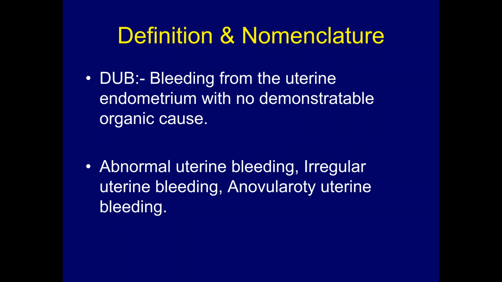Now, what's the DUB? It's bleeding without any demonstrable cause. So we don't have a cause. Now, when we say we don't have a cause, it doesn't mean there's no pathology, but we are not able to identify it. And those are where we say dysfunctional uterine bleeding.